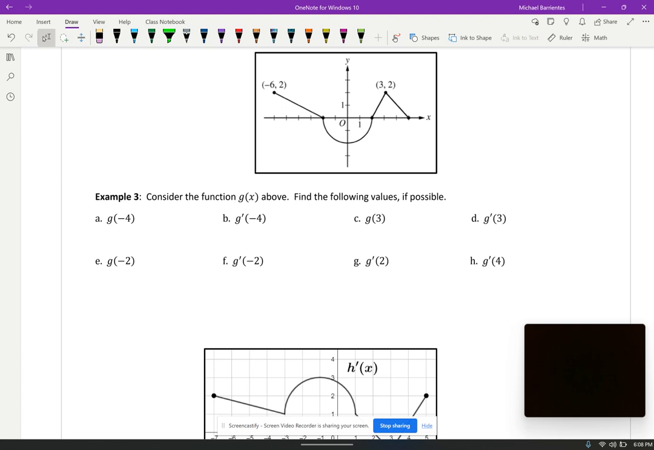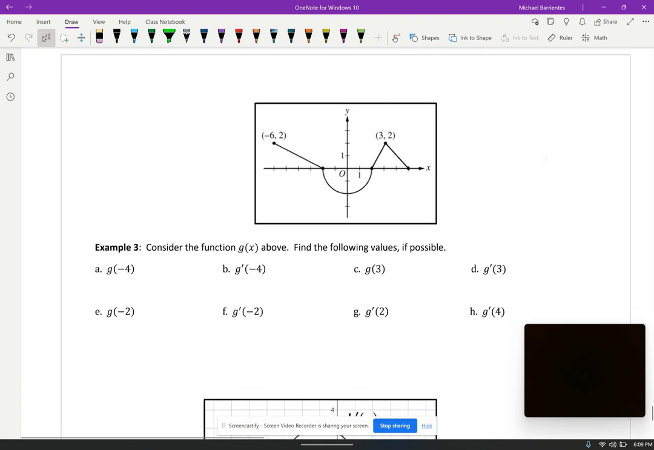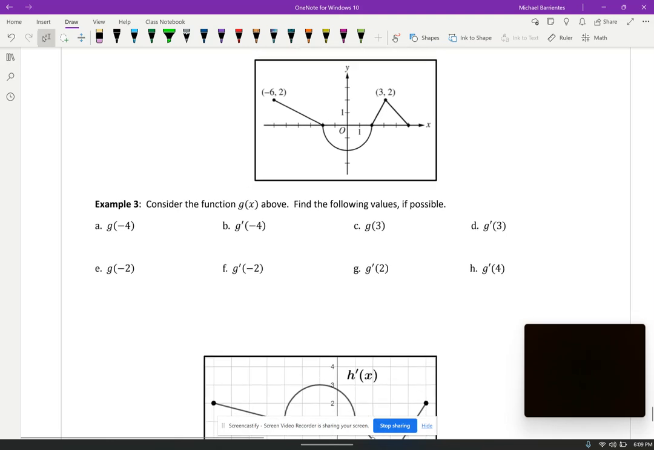Alrighty, we go to example 3. This is video number 2 of this section 2.4. We're given a graph. It is called g of x. I know that because they tell me this is g of x. We're going to find the following values, if possible.